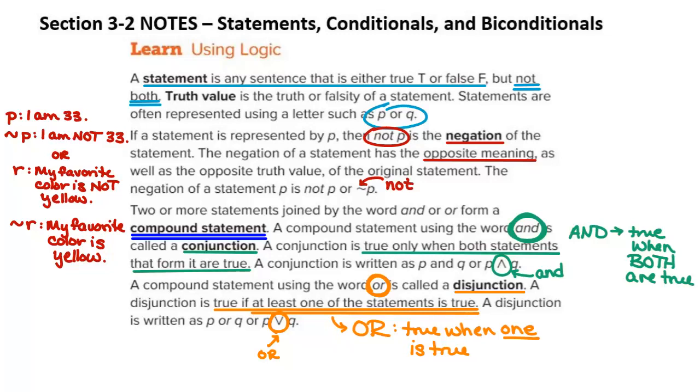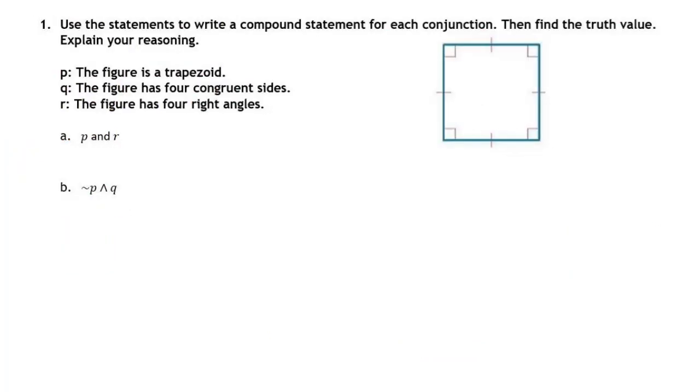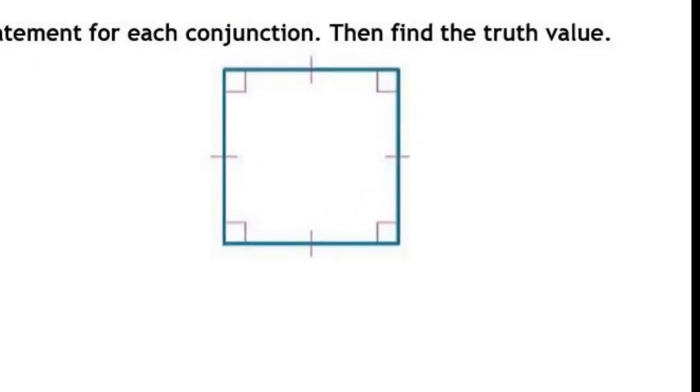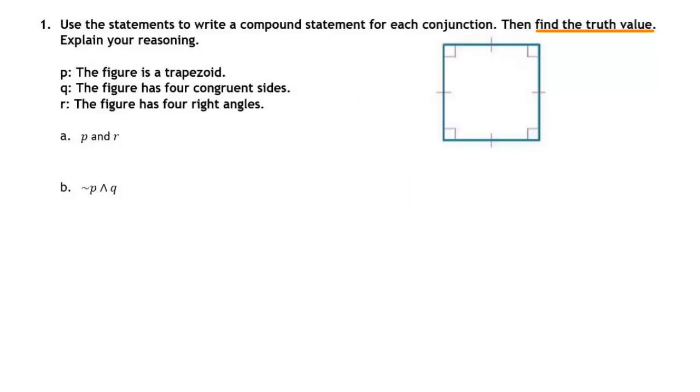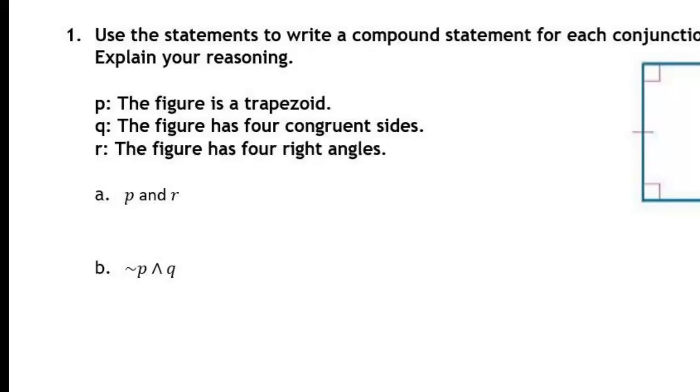Let's practice. So we're going to flip over to page number 4. We're going to write a compound statement for each of the conjunctions that are described. And then we're going to find the truth value. We're going to determine whether or not the compound statement is true or false.